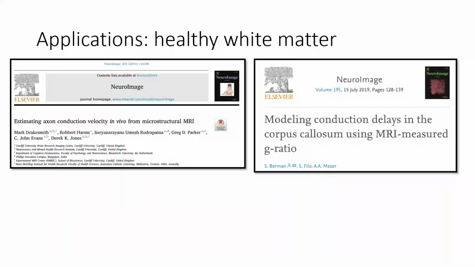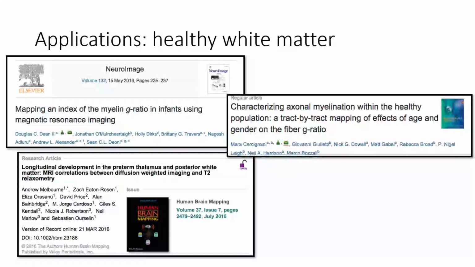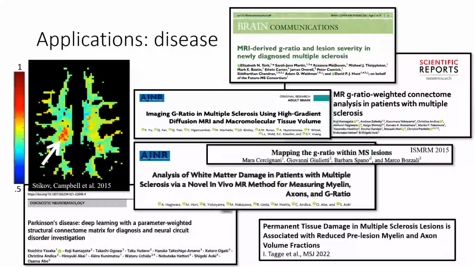As Thomas Kanija told us in the previous talk, the G-ratio is a key determinant of conduction velocity and hence of function. There have been a couple of studies to date using MR estimates of the G-ratio in the context of conduction velocity. There have also been a number of studies in healthy white matter, including in development and aging, and also in disease, for example, multiple sclerosis.